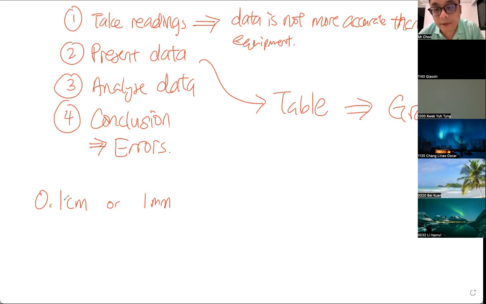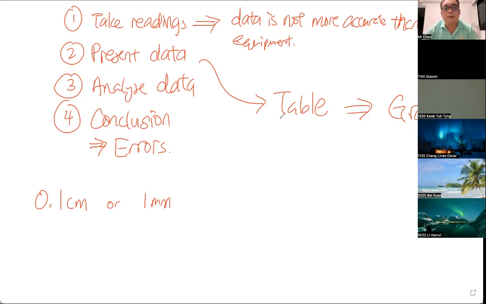Number 1. Is that clear? When you draw your table and present your data, the raw data from your experiment shouldn't be more precise than your equipment. So you must see how precise your equipment can go, and then you present the data.